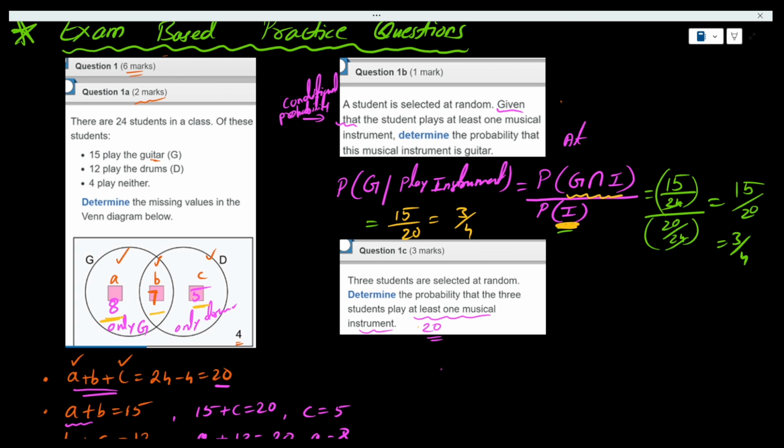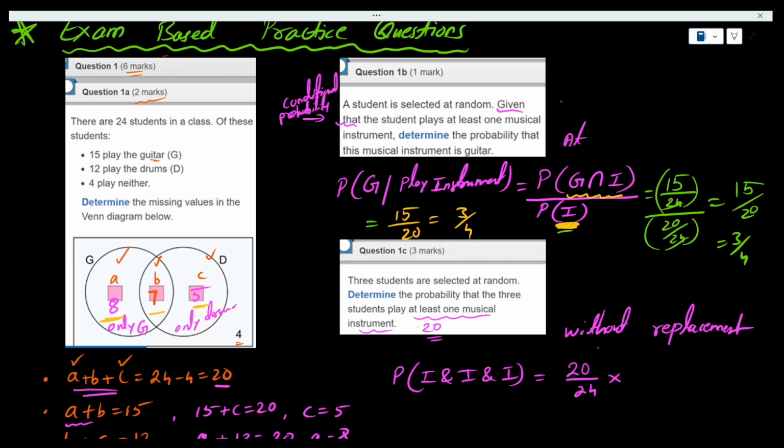So choosing the first student, whenever we are taking any instrument, right? The first, second and third. So how do we take it here? If I am taking the first student, out of 20 will be 20 out of 24. Now you have already chosen the first student, so this is going to be without replacement. In an actual life scenario, once you have chosen one student, you can't put it back. So it should not be with replacement. It is going to be without replacement. So it is 20 by 24.